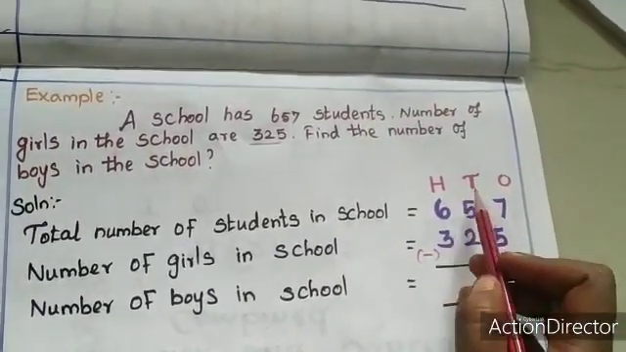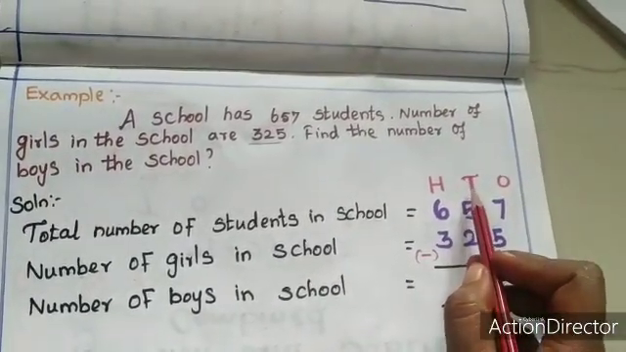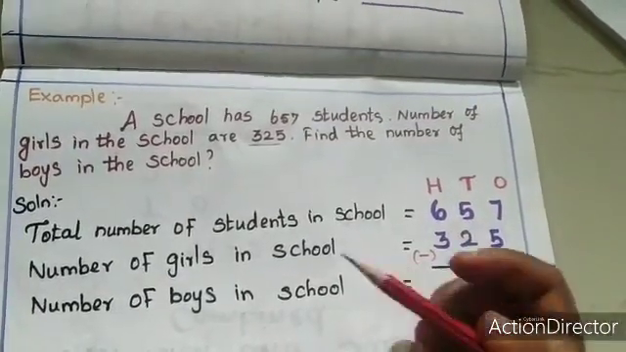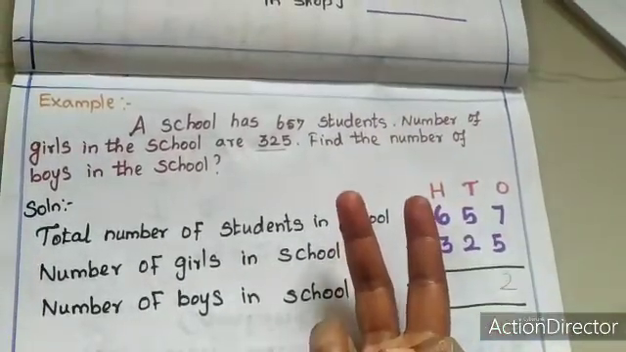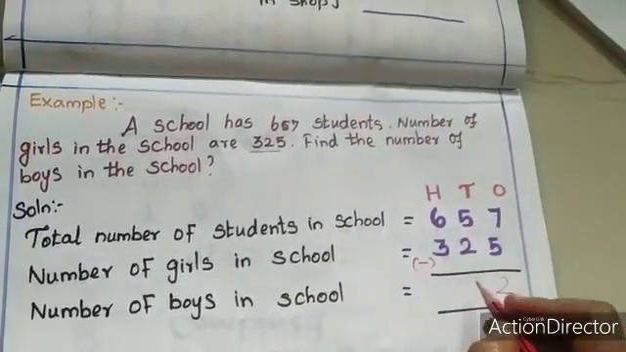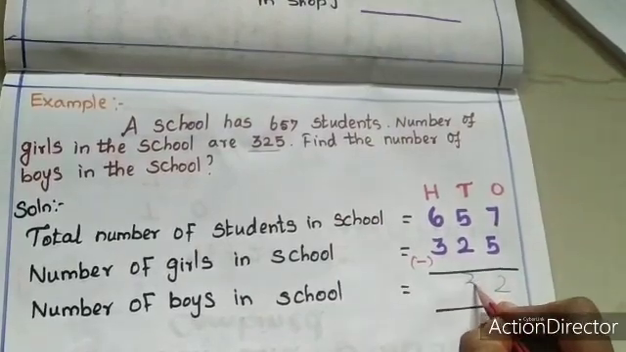Next, step 2, subtract tens column. 5 minus 2. 5 in the mind, 2 in the finger. 5 before, 4, 3. So the answer is 3. So 3 write in the tens column.